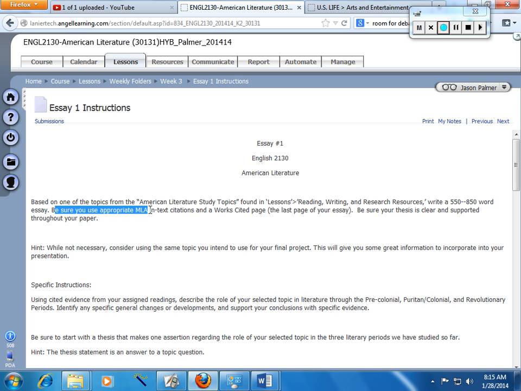Be sure to use appropriate MLA in-text citations and works cited page. If you're not familiar with MLA in-text citations or works cited pages in MLA format, you should not be in the class. All right, that was a prerequisite for English 1101. That is what you learn in English 1101. So you either shouldn't be in the class or you have some work to do on your own to figure out what that is. I can point you towards some resources if you need me to, but that is a prerequisite that you understand how to do in-text citations and works cited.